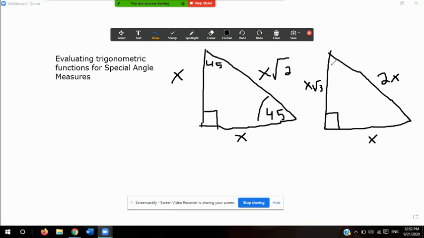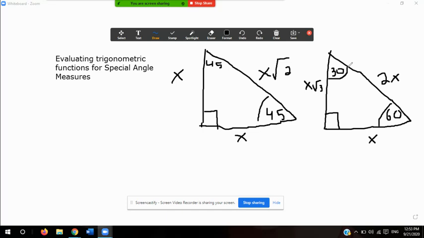Remember that the x is always opposite the 30-degree angle, and the square root of 3x is opposite the 60-degree angle. So technically the shorter leg is always opposite the 30-degree angle, and the longer leg is always opposite the 60-degree angle. So we're going to work with these triangles again. Now we're going to go straight into example number 1.